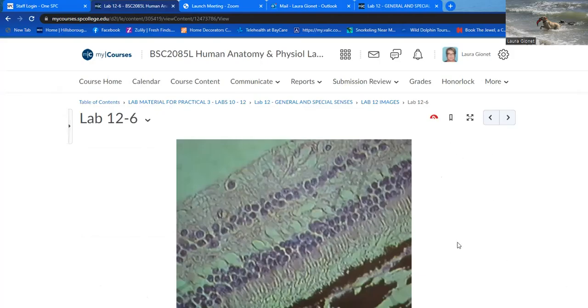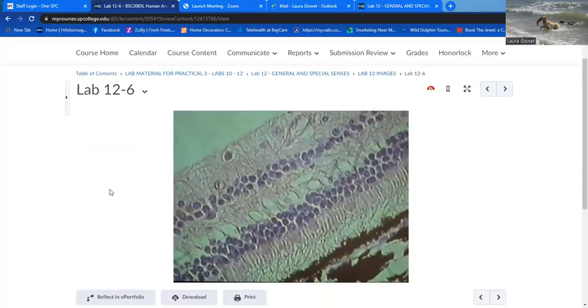Okay, this is a picture of the slide of the retina. So let me try to move down a little bit. It's not letting me do that. There we go. I had to just use the down arrow.